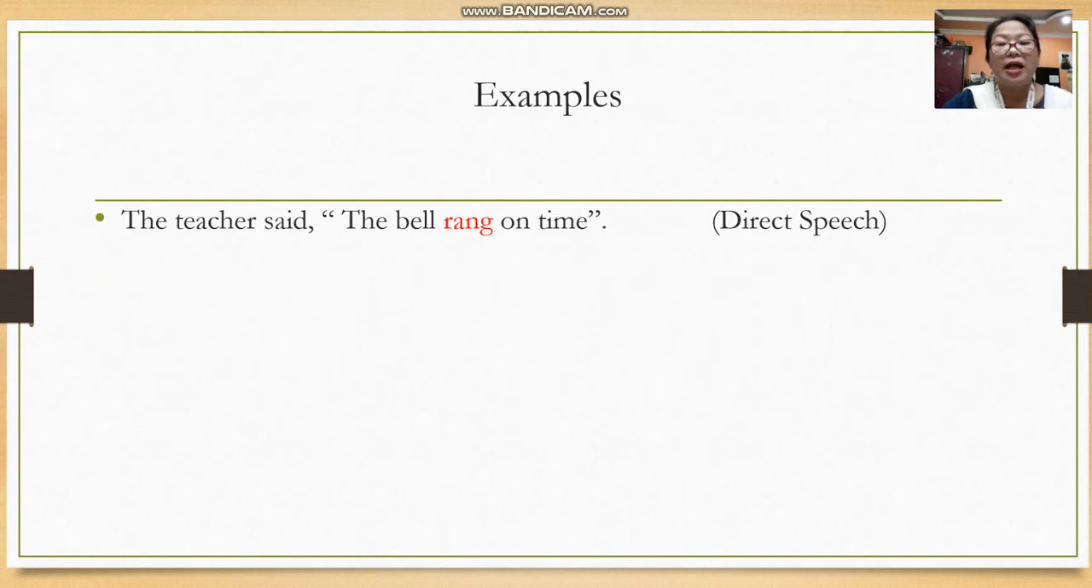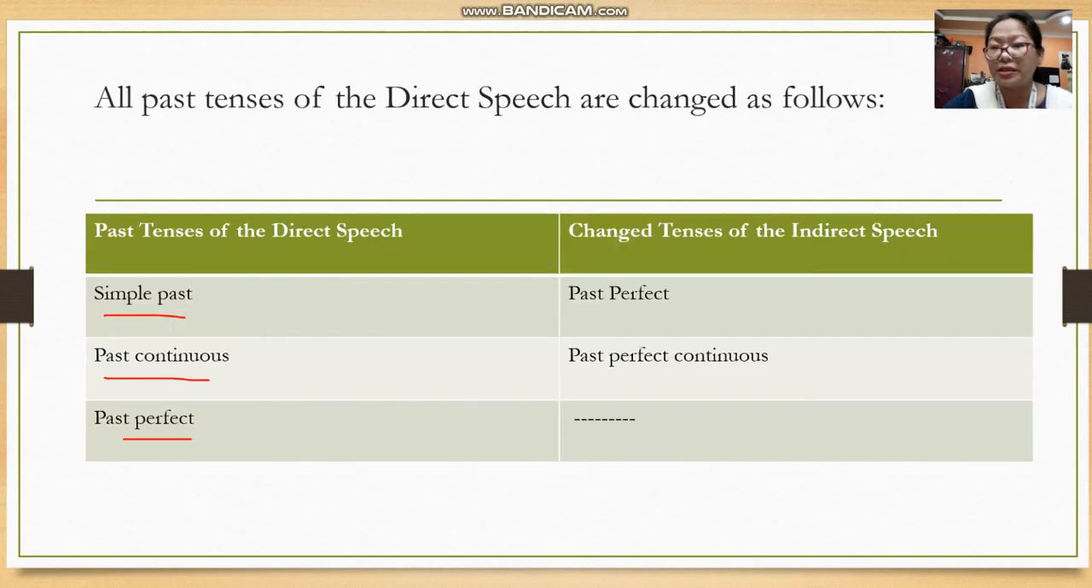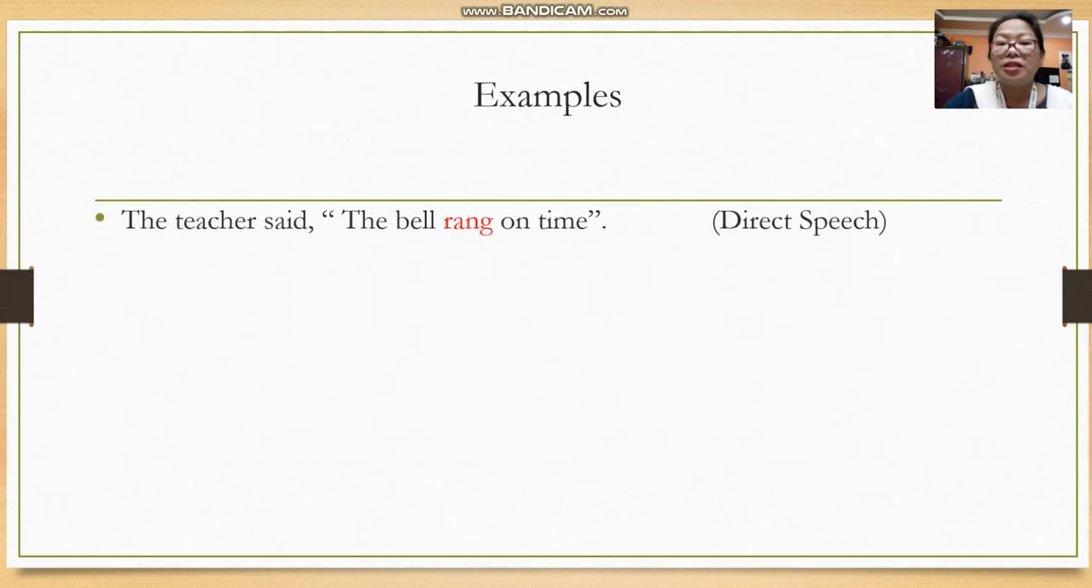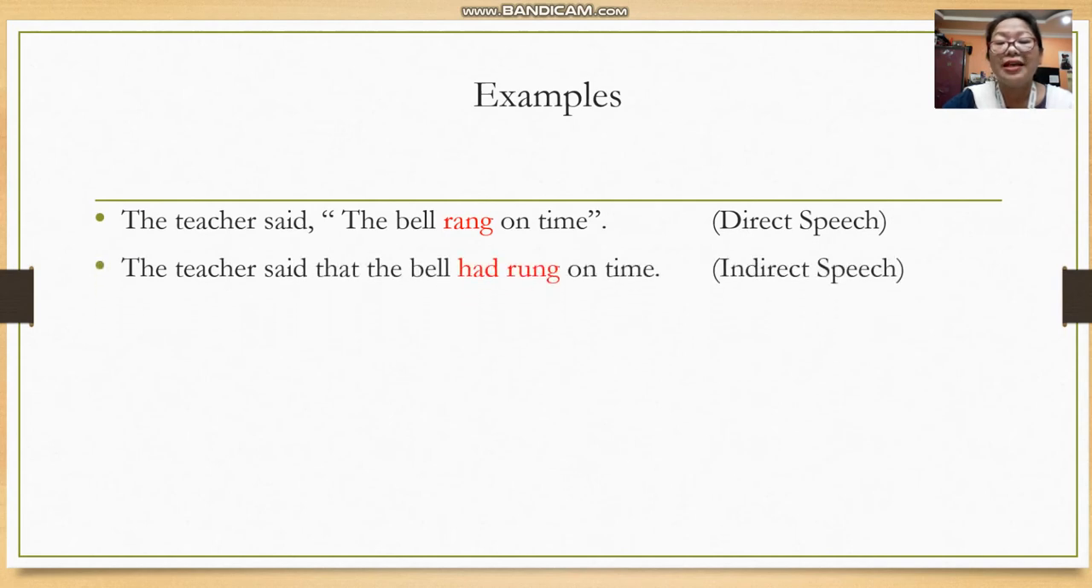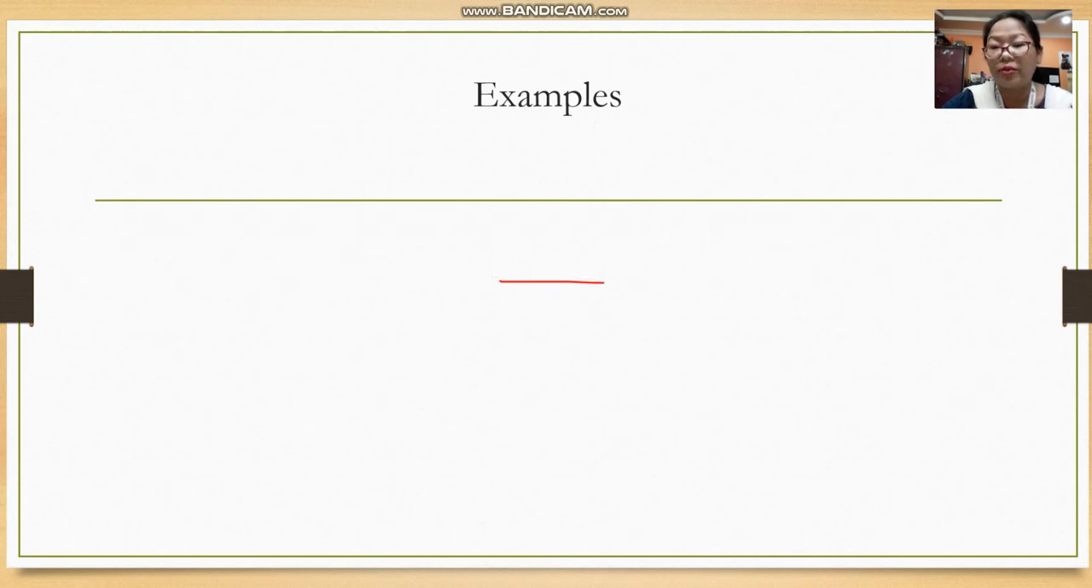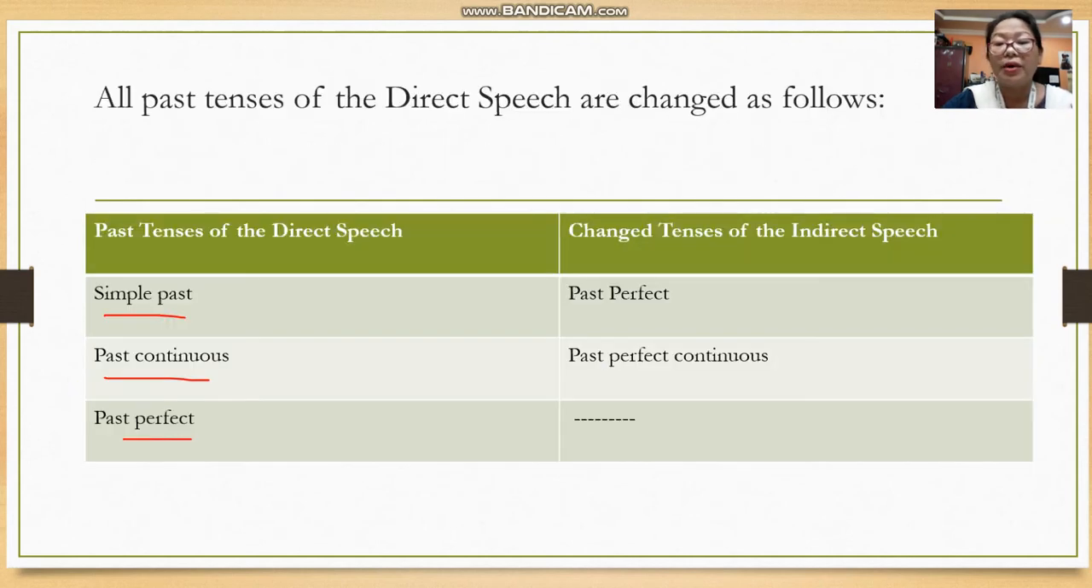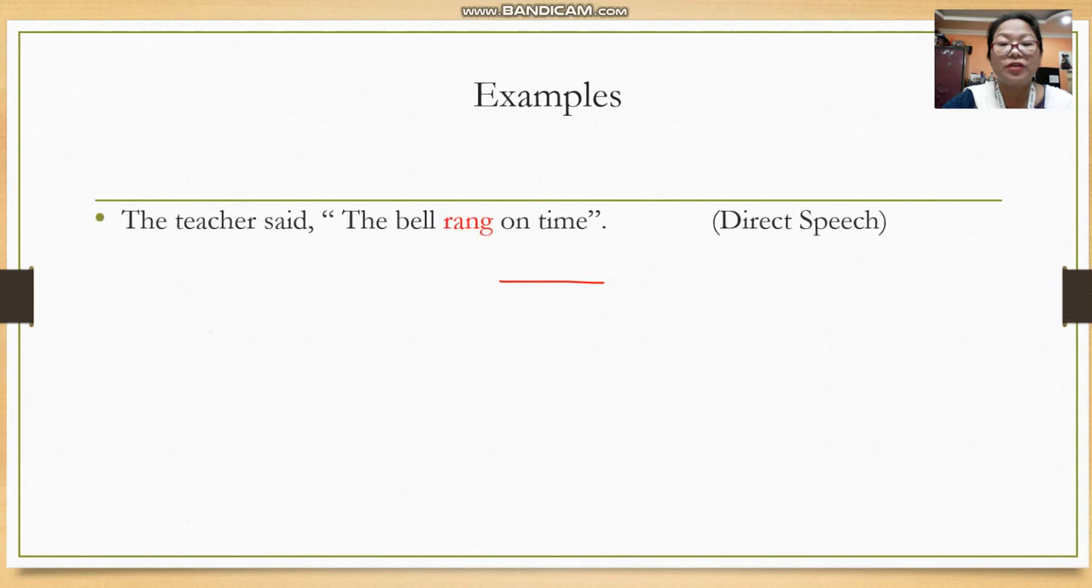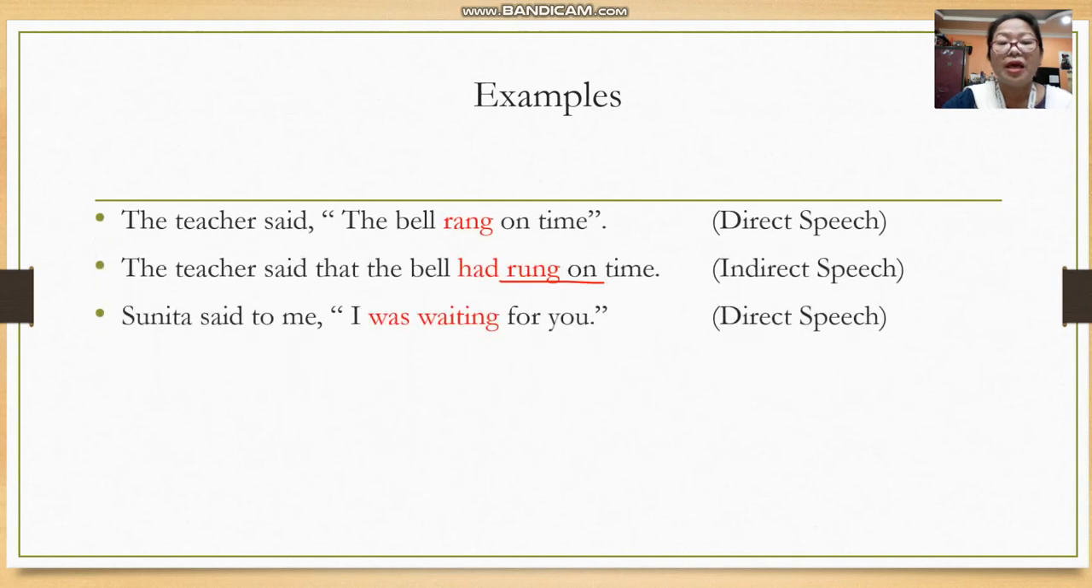The teacher said, the bell rang on time. Now this is an example of simple past. The teacher said the bell rang on time. So what will it become? The teacher said that the bell had rung on time. It will become had rung on time. What is it? It is past perfect. Remember, for perfect we add had. Now let us look at the next sentence.